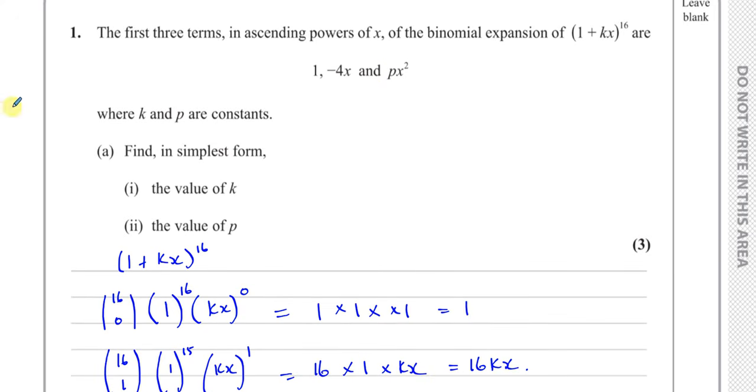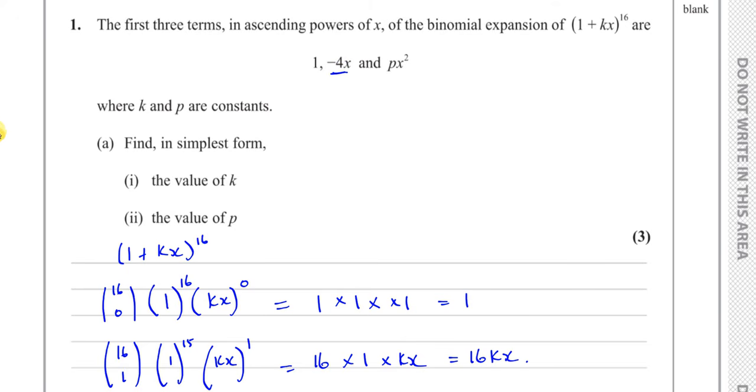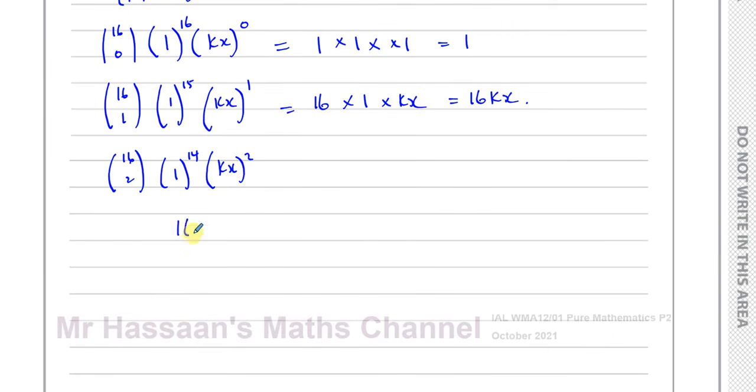And now what I'm going to do is use that. So this is the second term, minus 4x. So I can say 16kx is equal to minus 4x. So that x term is equal to minus 4. That means the coefficient of x, 16k, must be minus 4. So k is going to be minus 4 over 16, which is minus a quarter. So I know that k is equal to minus a quarter now.